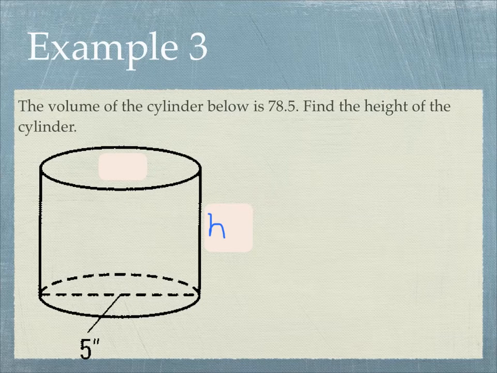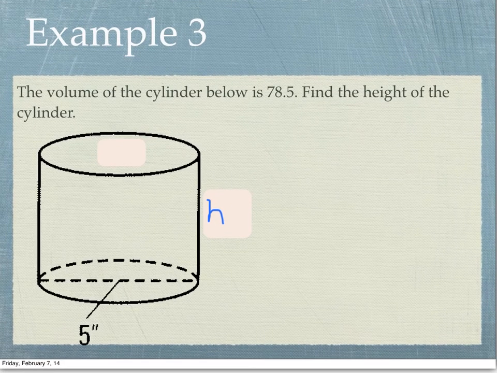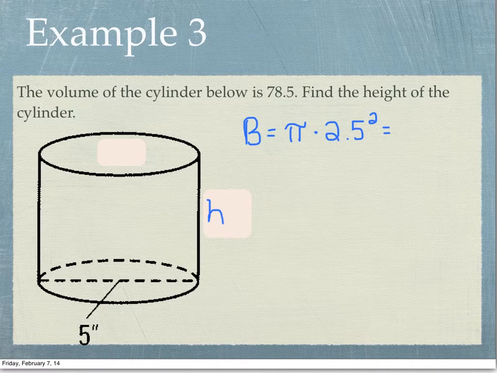Marty, go ahead. Okay, so we're going to do area of that circle down there. What is that, a 5? Okay, so how do I find area of the circle? Okay, so pi times the radius would be half of 5, so 2.5 squared. 19.6. Okay. What would our next step be? Okay, so the volume should be 19.6 times H, right? So I don't know what H is.